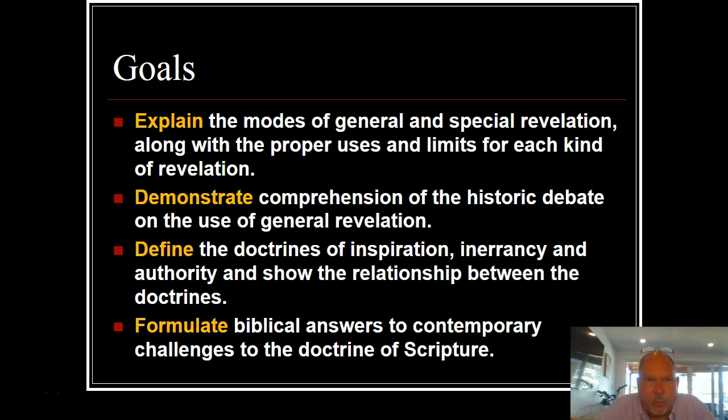The goals this week were to explain the modes of general and special revelation, along with the proper uses and limits for each kind of revelation. So a couple of your assignments really honed in on the distinctions between general and special revelation and trying to answer the question, do you need special revelation for salvation?